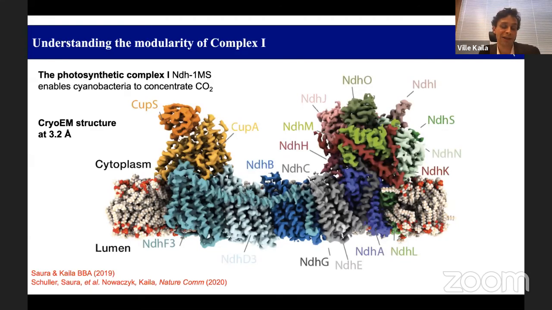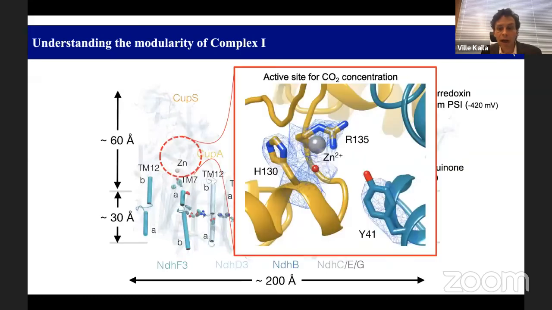We resolved a fascinating variant of the system where new modules have been placed in, and this is used by cyanobacteria to actually concentrate CO2. This is a very important process in photosynthesis, and I think it's fascinating that you use basically the mitochondrial enzyme to do this. This is a quite nice interplay between cryo-EM structure resolving and simulations, and then some biochemical work. So I won't show you this.